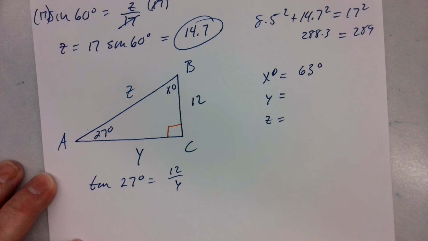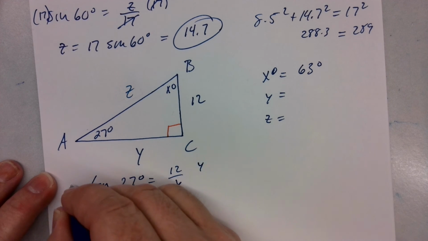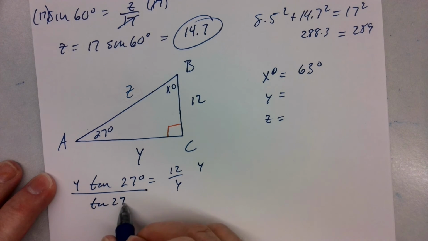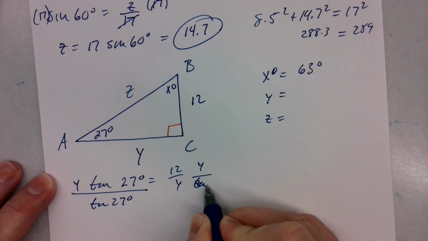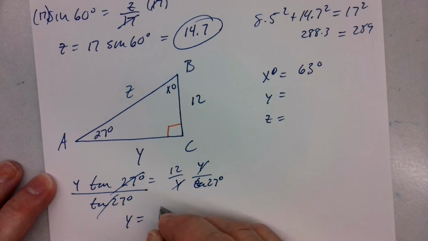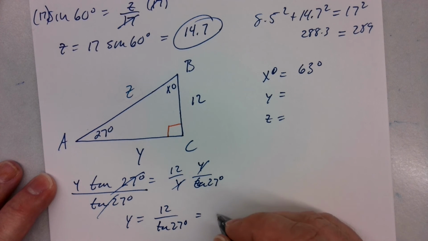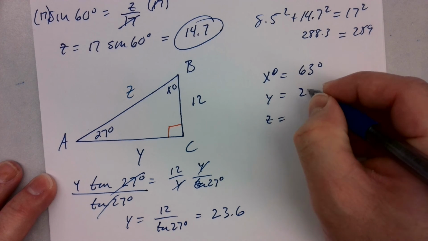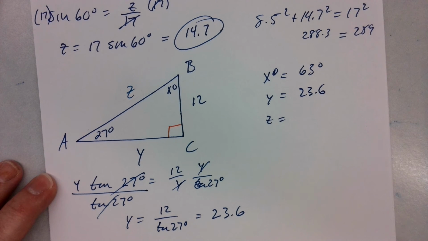Okay, then what'd you do? Times by y, times by y. Divided by the tangent of 27. Okay, y's are gone. So you got y equals 12, divide tangent of 27 degrees. And what'd you get? 23.6. Anybody else get 23.6? Okay. So you were 3.